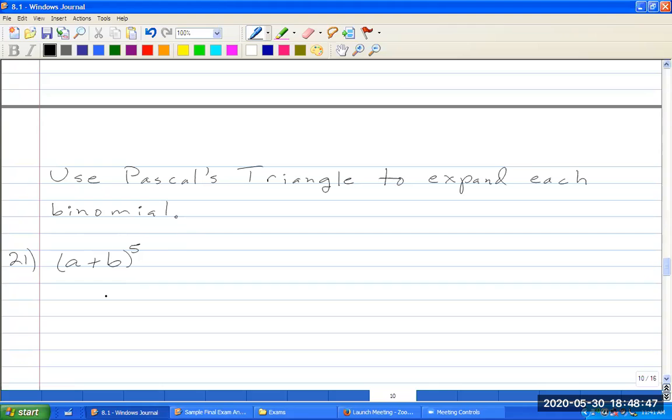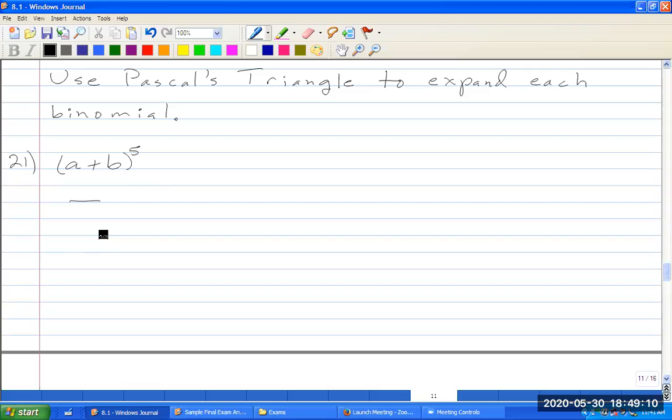Let me do problem number 21. Use Pascal's triangle to expand each binomial. Okay, so let's do that. Let me use the binomial theorem.